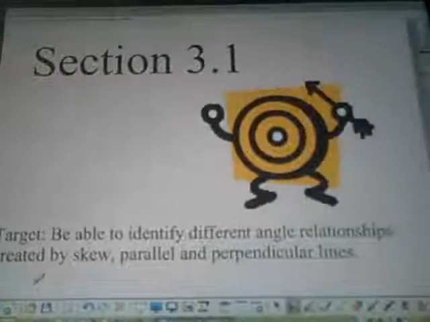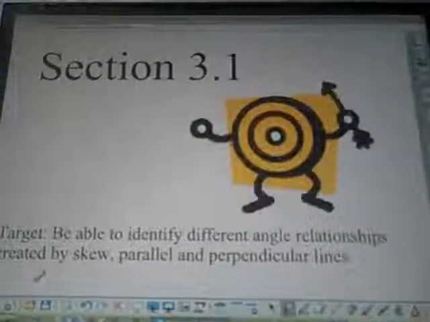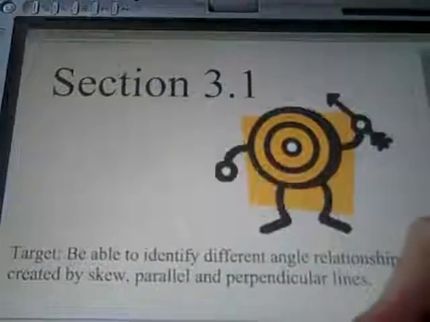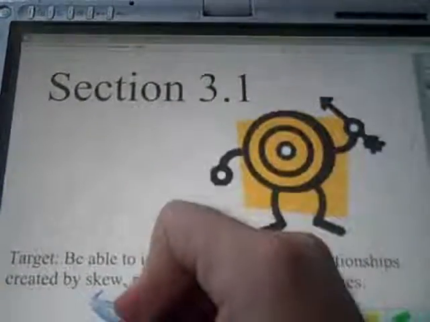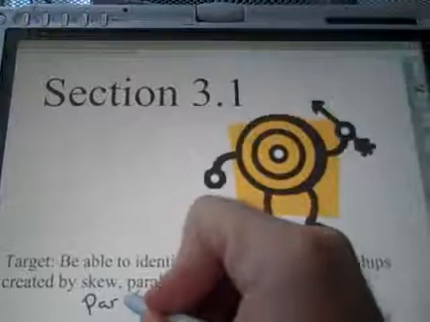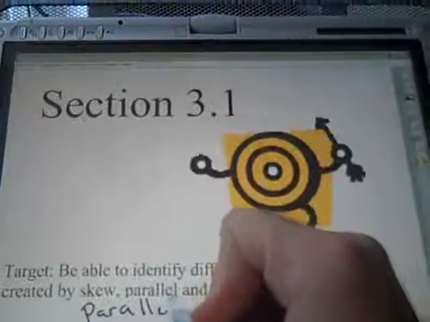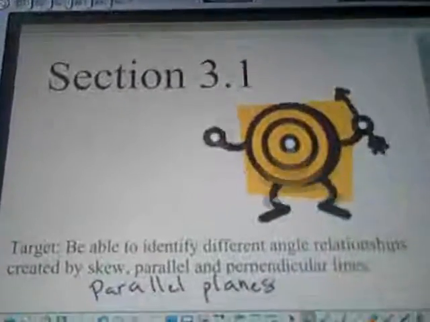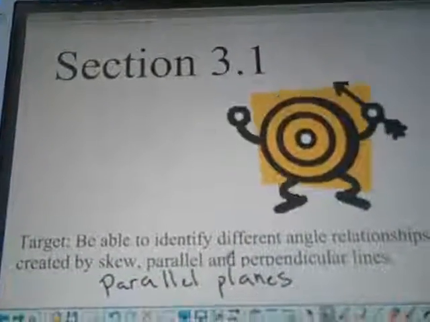Our goal for today is to be able to identify different angle relationships created by skew, parallel, and perpendicular lines, and actually one more thing, parallel planes.